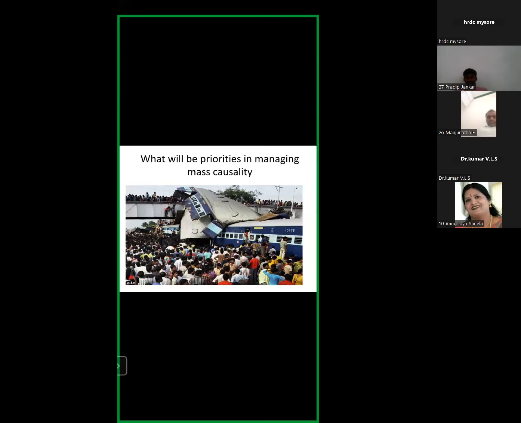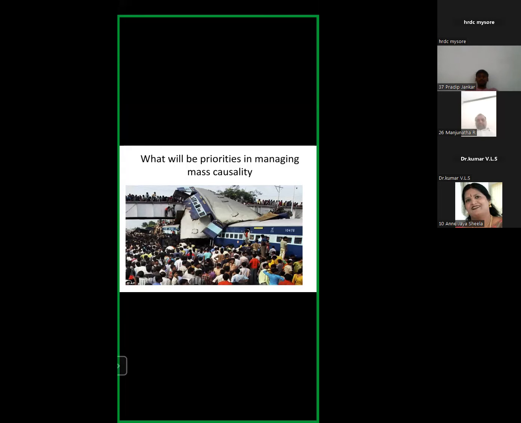So, what will be the priorities in managing the mass casualty in any such situation? What will be the first priority? The first priority is the management of the crowd. When it comes to crowd management, there will be hundreds, thousands of curious onlookers who need to be moved away. For any first response, any emergency vehicle movement, it is very important that the road is kept clear of the crowd and vehicles, reaching the site and taking the casualties from the site.